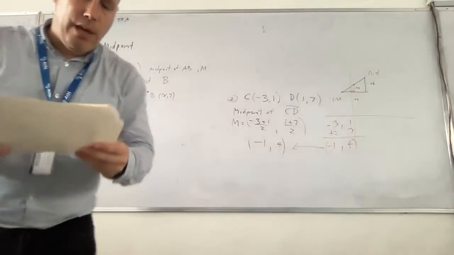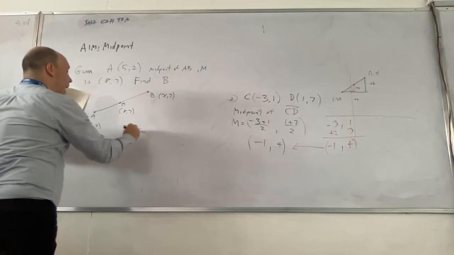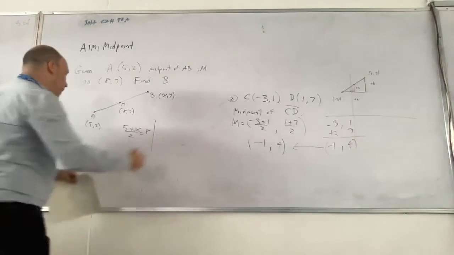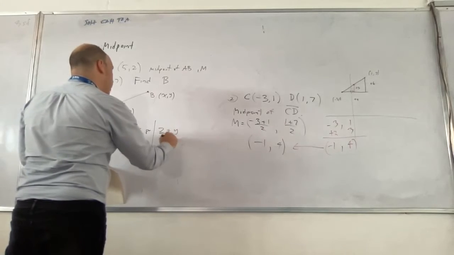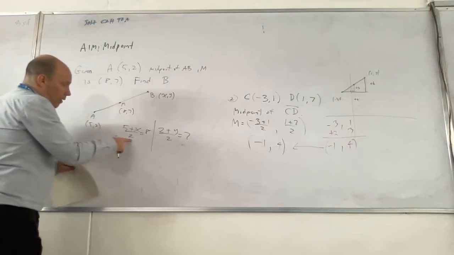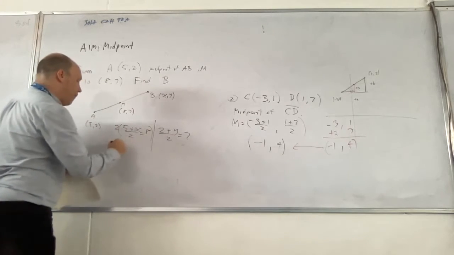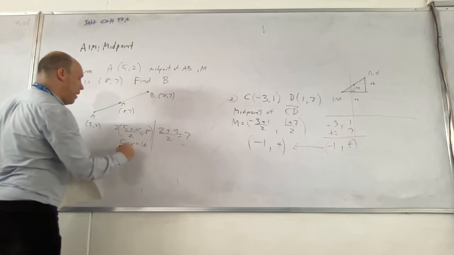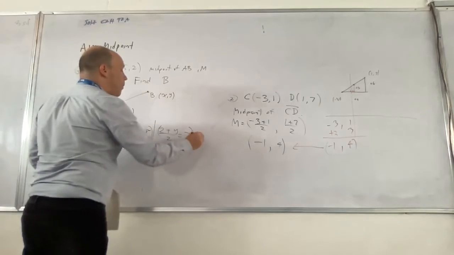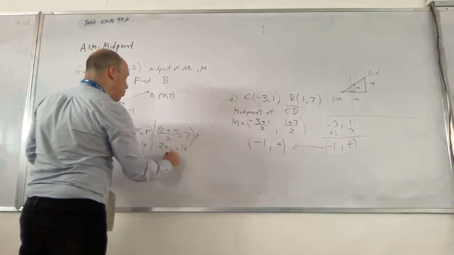Algebraically, we can say that 5 plus x over 2 is equal to 8. And algebraically, we can say that 2 plus y over 2 equals 7. We can easily solve these. How do I get rid of the number in the denominator? Multiply both sides by 2. So we have 5 plus x equals 16, x equals 11. What's going on over here? Same idea. Multiply both sides by 2. We have 2 plus y equals 14, y equals 12.